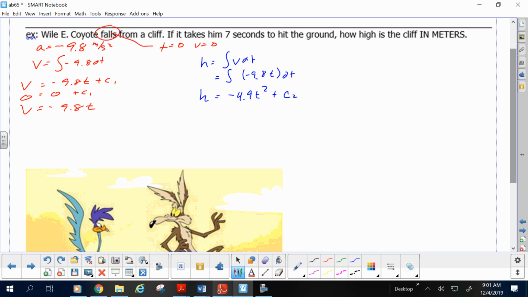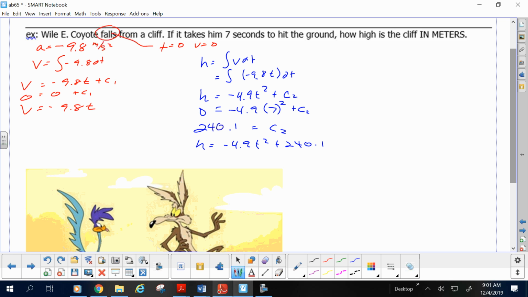Yeah, 7 seconds, and the height is 0. I love it. Okay, so height is 0, negative 4.9 times 7 squared. That implies that C2 is negative 4.9 times 7 times 7. 49 times 7, that's 240, positive when I moved over, 240.1. Okay? So the height equation is negative 4.9 t squared plus 240.1.